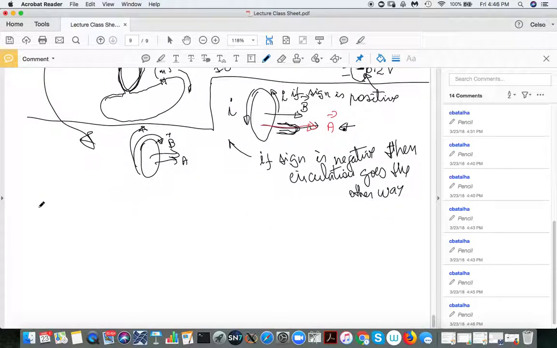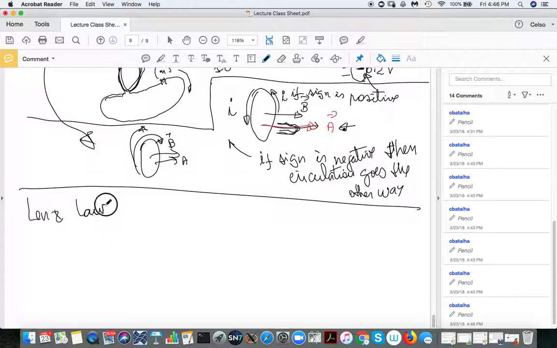Now this is pretty much Faraday's law. Now Lenz's law, which is also discussed in this chapter, and I wanted you to learn that, is an easier way to figure out the direction of a current.